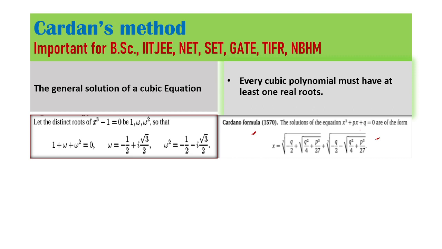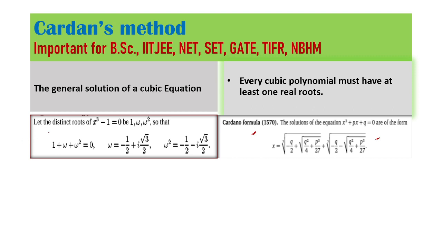And you can recall one important basic fact. Every cubic polynomial must have at least one real root, because we know every polynomial of odd degree has at least one real root. And here the degree of the polynomial is 3. This is an odd number, so it must have one real root.